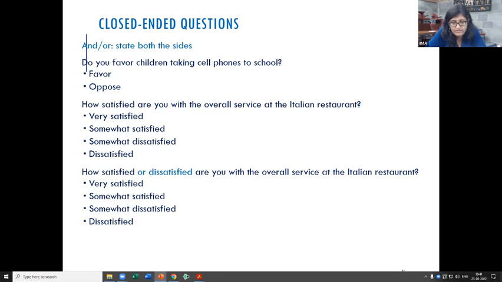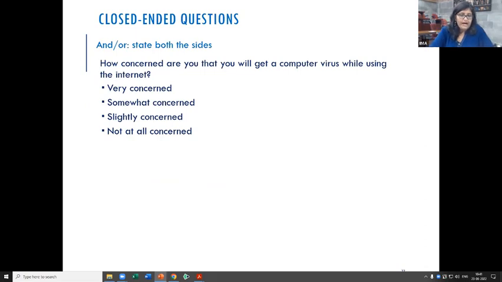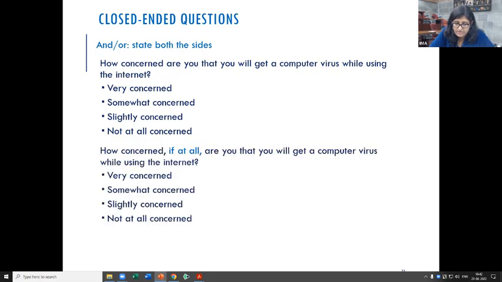Similarly, how satisfied are you with the overall service? But your answer choices have dissatisfied. If your answer choices have dissatisfied, then your question should also include how satisfied or dissatisfied to make it more balanced and less biased. Similarly, how concerned are you that you will get a computer virus? Maybe you're not at all concerned, which is the 5th option. So how concerned, if at all, are you that you will get a computer virus?